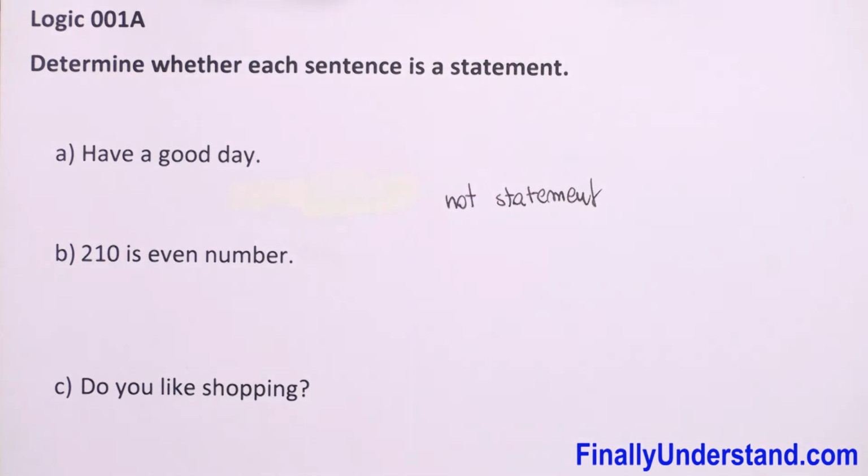We have 210 as an even number. If you don't know the definition of an even number, you don't know if it is an even number or not. But the sentence is either true or false, and is not both true and false. So it is a statement.